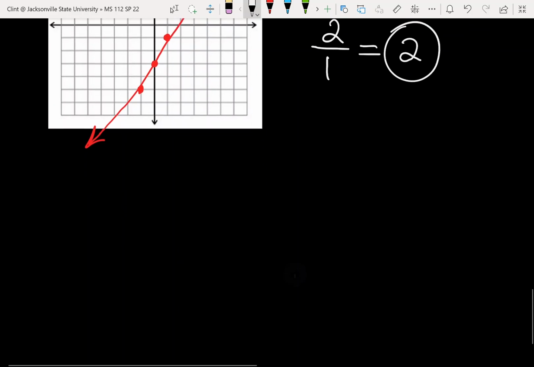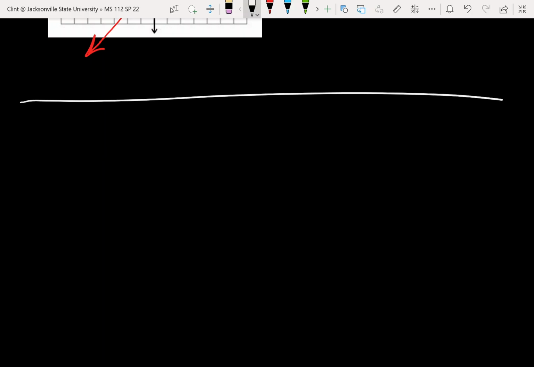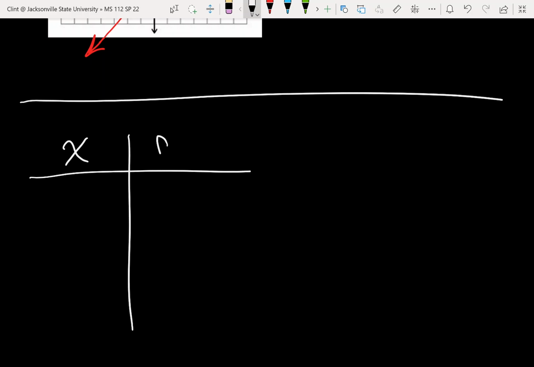Another way we can be given a linear function is as a table of values. So it might just give us the table instead of giving us the actual function rule. And in that case, it usually labels it x and f of x. But don't let that confuse you. F of x is the same thing as y.